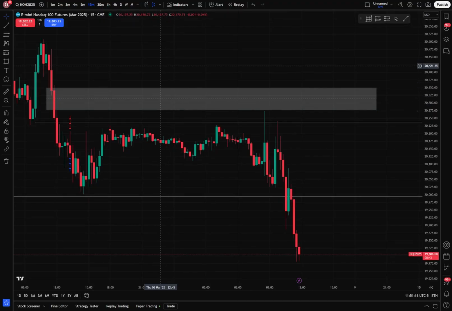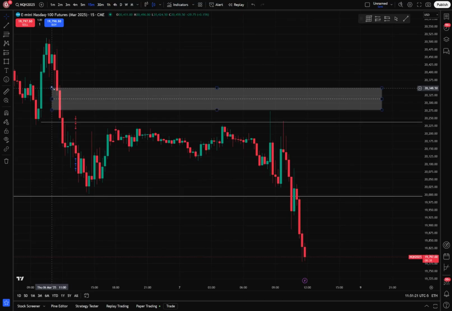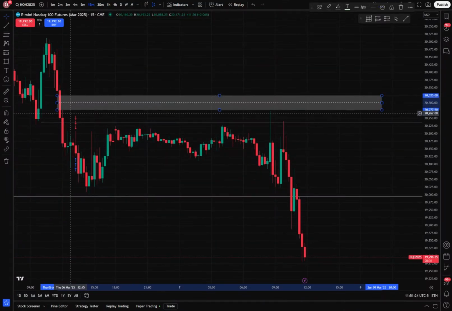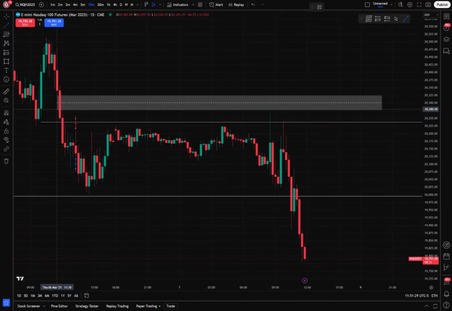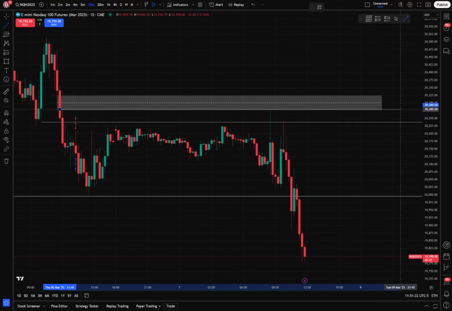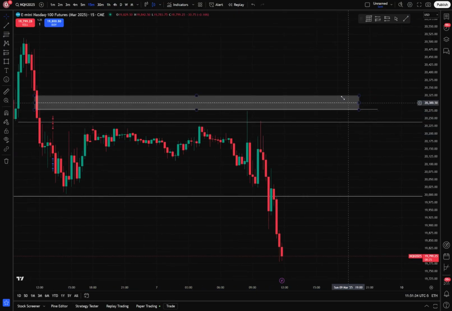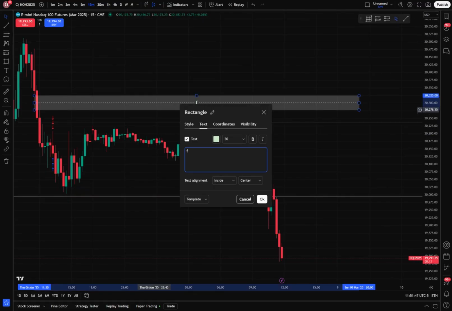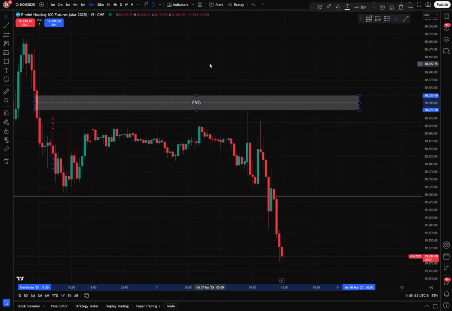When you come to the 15-minute chart, you see a fair value gap right here again, right? We have one on the 30 minutes and another fair value gap here on the 15. We missed it. This might be something to keep in mind for next week, these two highs right here. Just for the sake of new people, I'm gonna note this again: fair value gap, sell side, right?